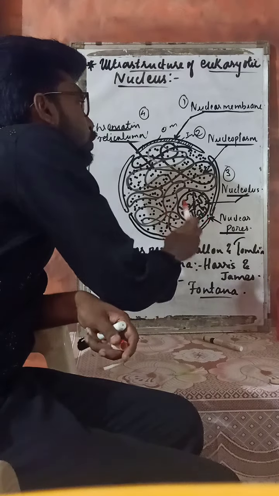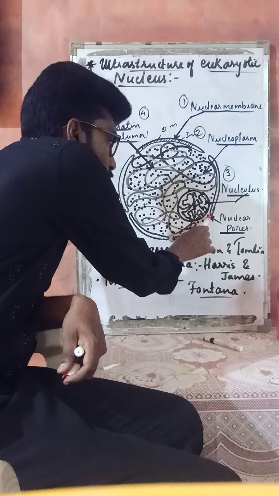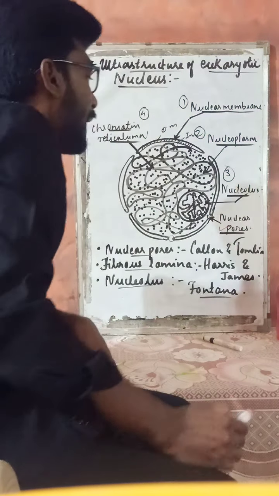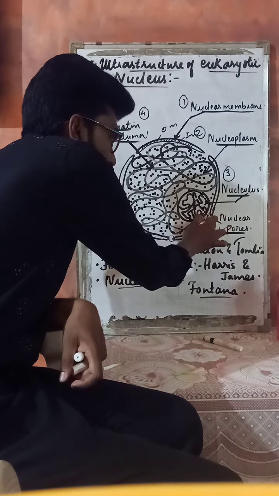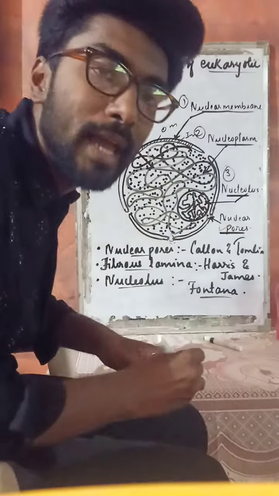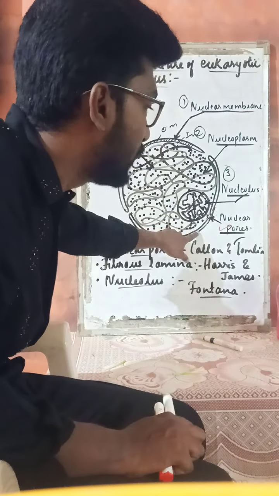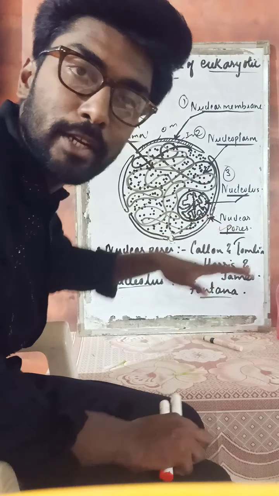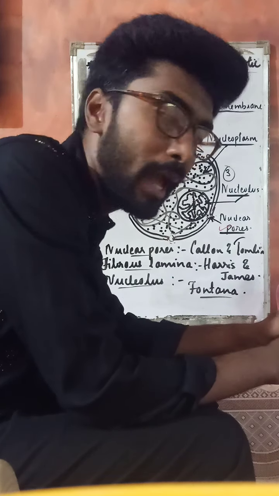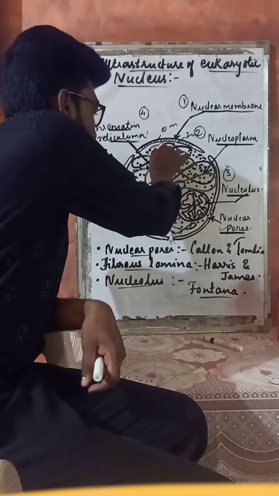Now, in the nuclear membrane there are small minute apertures or pores. These pores are called nuclear pores, and they are generally surrounded by a dense ring-like structure. This dense ring-like structure is called annulus or annuli. This is the nuclear membrane. In between them the small pores are present, called nuclear pores, surrounded by a dense ring-like structure called annuli. This is the outer membrane. This is the inner nuclear membrane.